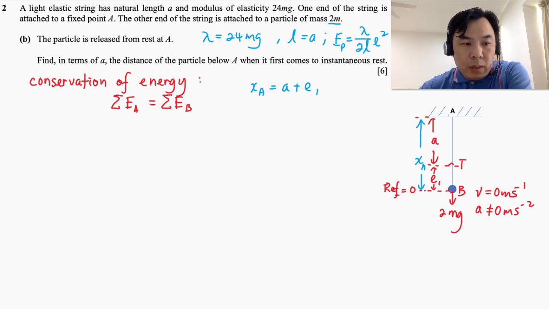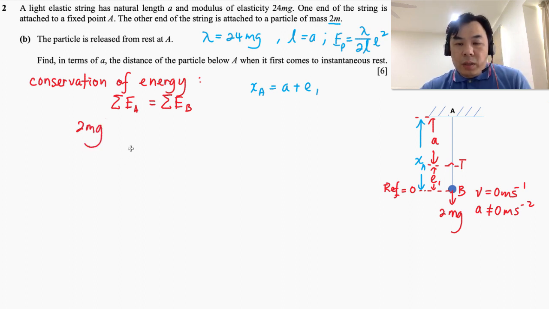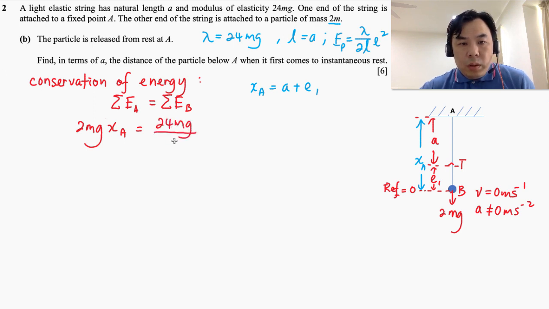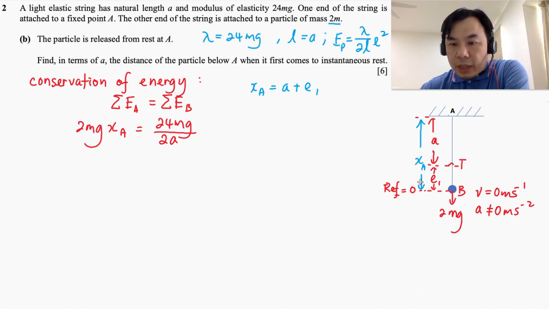But the way we apply the conservation of energy is still the same. What we have here will be gravitational potential energy, so I'm going to write that down again: 2mg, instead of writing A plus E1, I'm going to replace that with XA. And then elastic potential energy, which is 24 divided by A. Oops, I think I need to divide by 2 also here. It's a good reminder, always write your formula here. And then multiply by its extension. So this extension, you can see that extension is basically XA.